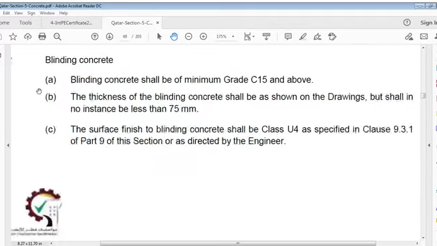Blinding concrete. Blinding concrete shall be minimum grade C15 and above. Thickness of blinding concrete shall be as shown on drawings but shall in no case be less than 75 mm. Surface finish to blinding concrete shall be class U4 as specified in clause 931 part 9 of this section or as directed by the engineer.